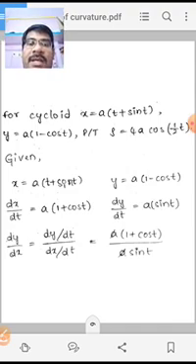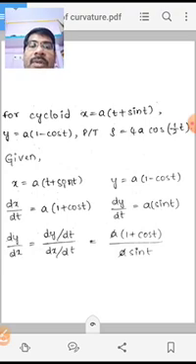We have to see the application. The curve is in parametric form, that is x is equal to a of t plus sin t, y is equal to a of 1 minus cos t. The curve is named a cycloid. Then prove that the radius of curvature is 4a cos half t.